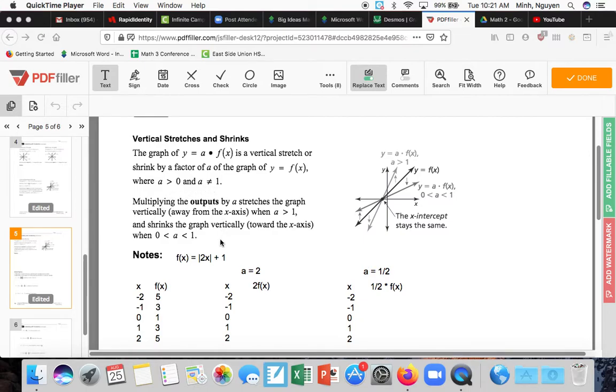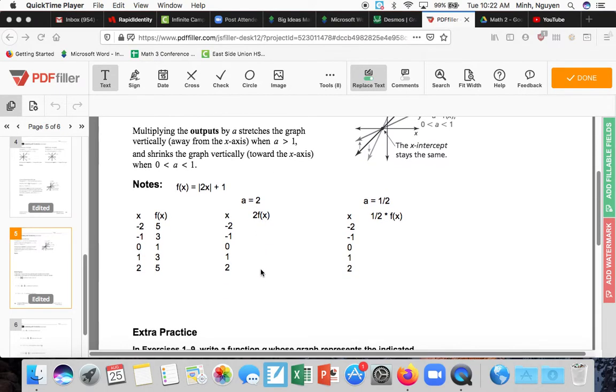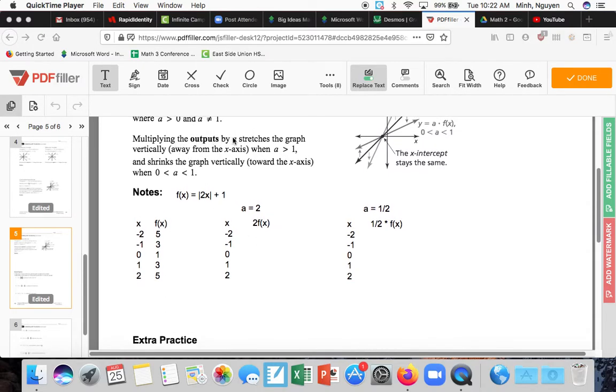Multiplying the outputs by a stretches the graph vertically away from the x-axis when a is greater than 1. They say away from the x-axis so that you realize, oh, it's getting taller, it's getting stretched out. And it shrinks the graph vertically toward the x-axis, or it gets shorter is how I think about it, when 0 is less than a is less than 1. So when a is between 0 and 1.